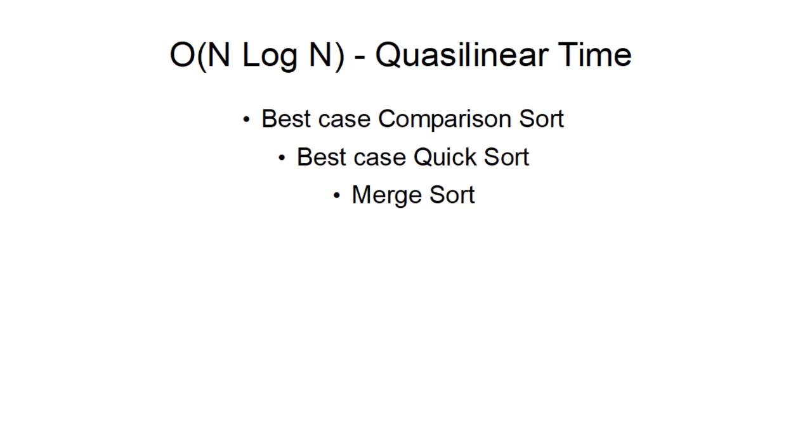That's quasi-linear time. So this is pretty good. It's a little worse than linear time, but it's still pretty good, especially for comparison sorts like quick sort and merge sort. Those are really fast sorting algorithms, but as it shows, that's best case, so it's not always going to run that fast.